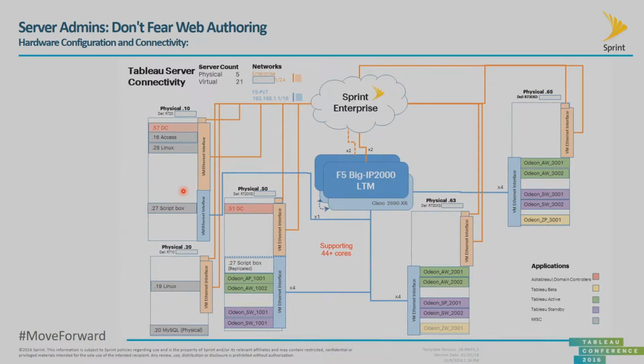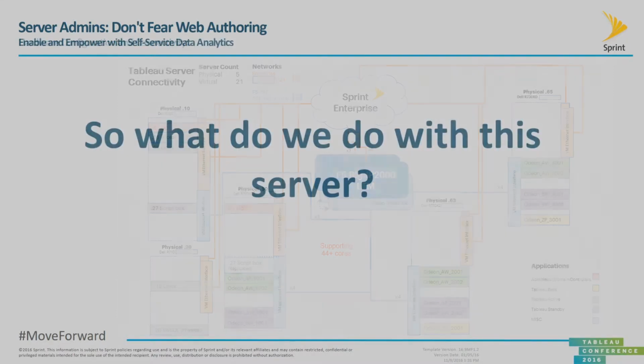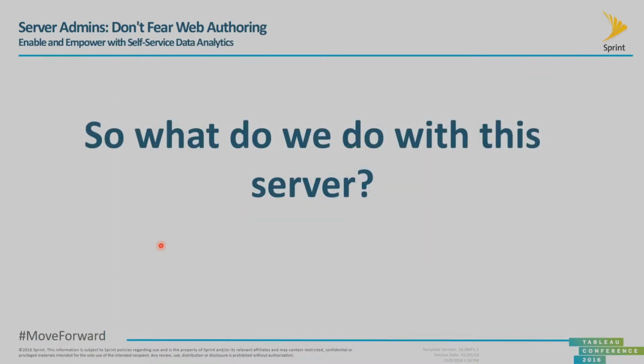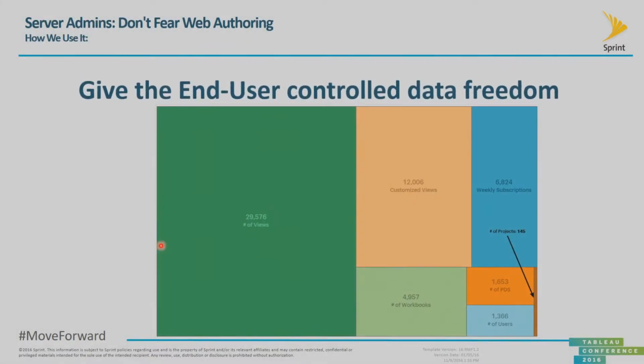Okay, so now we kind of explained everything that we do. Why didn't this thing change? There we go. So what do you do with the server? Got all this hardware, got all these cores. Honestly, we only do one thing. And that one thing is we give the end user controlled data freedom. Data freedom, but it's controlled.